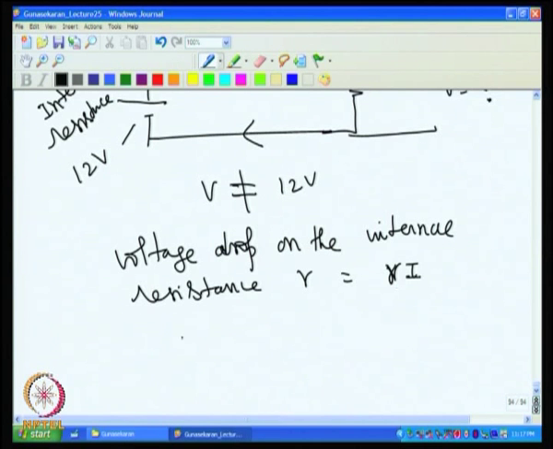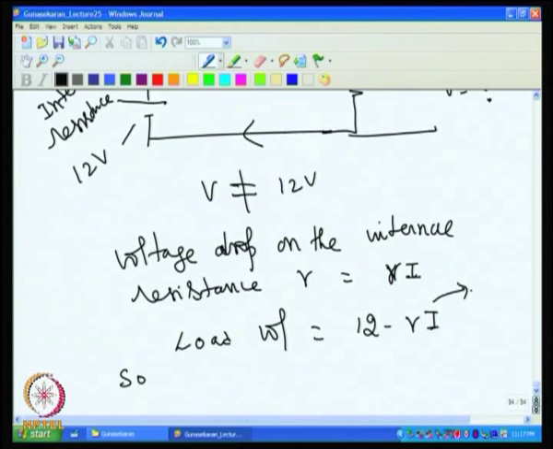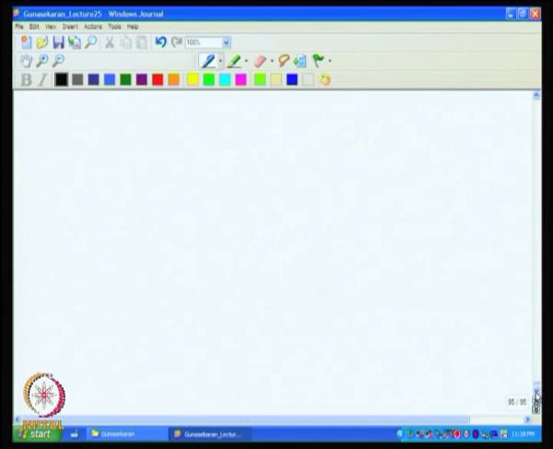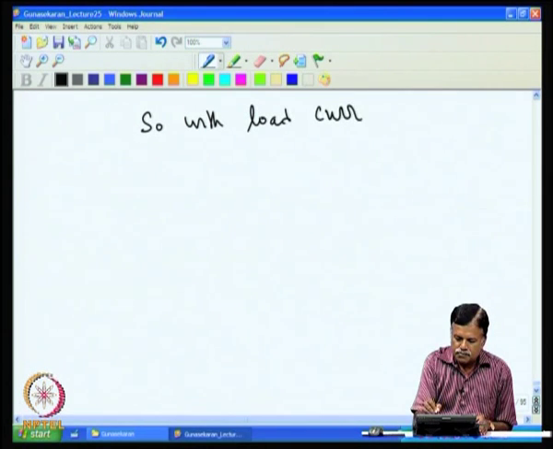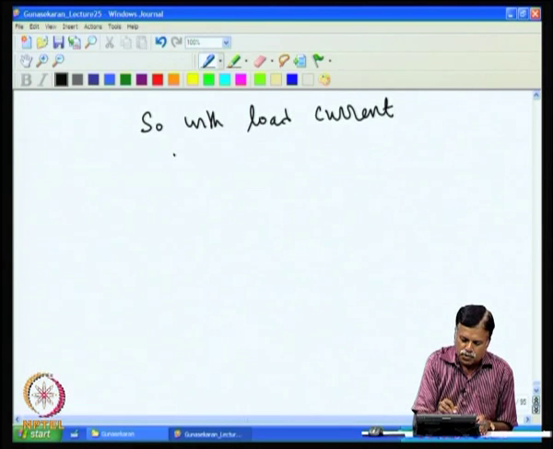So, the output load voltage is 12 volt minus r into I. The output voltage actually changes with the load, depending upon the internal resistance r of the battery. When I changes, the load voltage V load, equal to 12 minus r into I, changes. So, with the load current, the output load voltage changes.